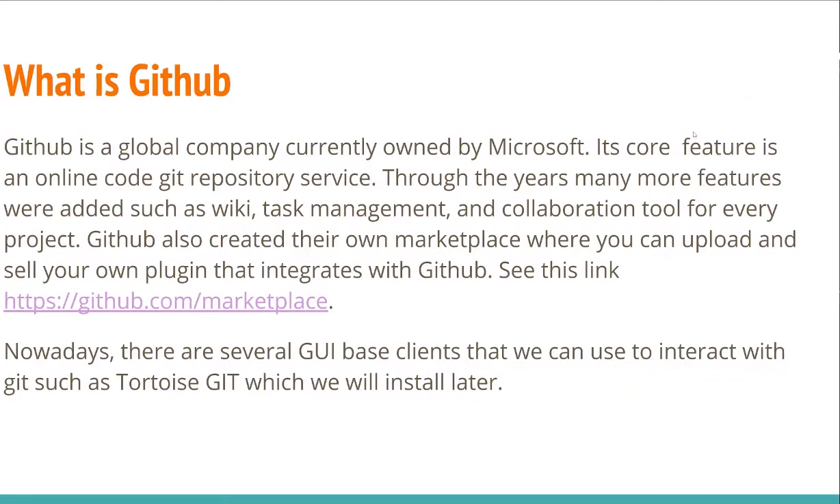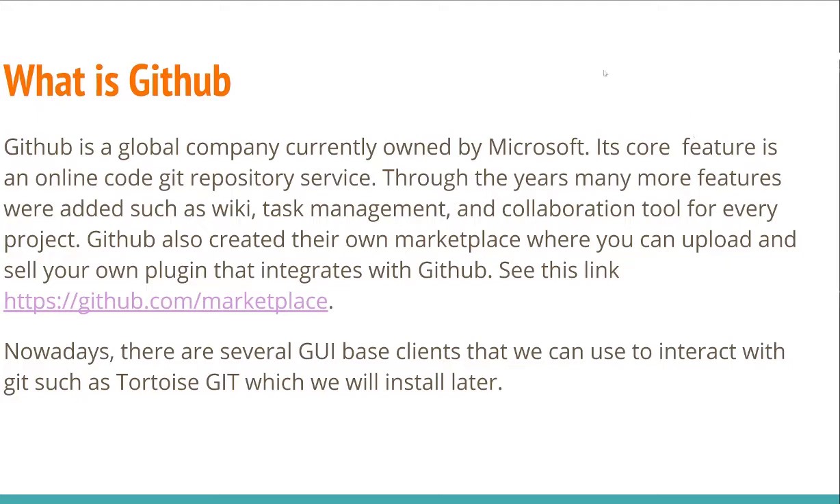Our topic for today is how to commit and version your code using GitHub. What is GitHub? GitHub is a global company currently owned by Microsoft. Its core feature is an online code Git repository service. Through the years, many more features were added such as wiki, task management, and collaboration tool for every project. GitHub also created their own marketplace where you can upload and sell your own plugin that integrates with GitHub.